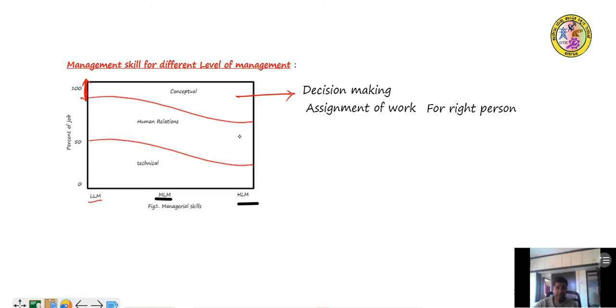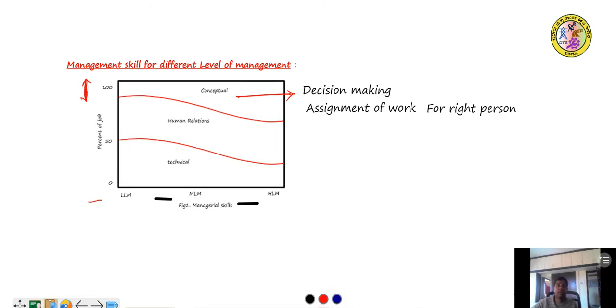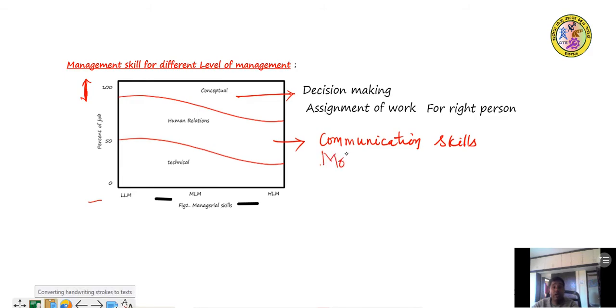For middle level management, we require communication skills, and we require motivating skills to get the job work done by the workers, and we require leadership skills, cooperation. All these skills are required by middle level management.